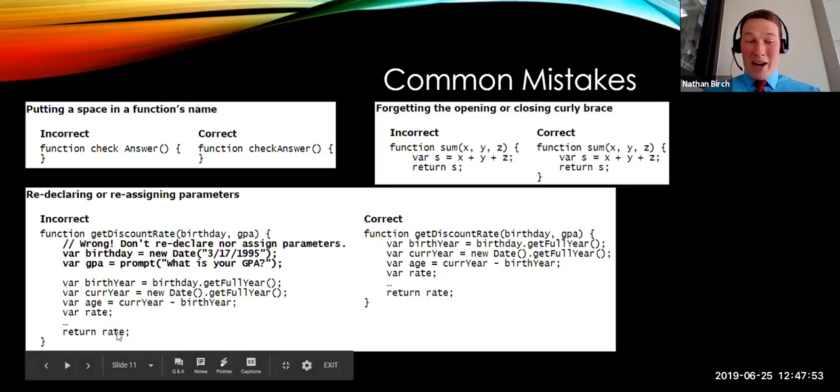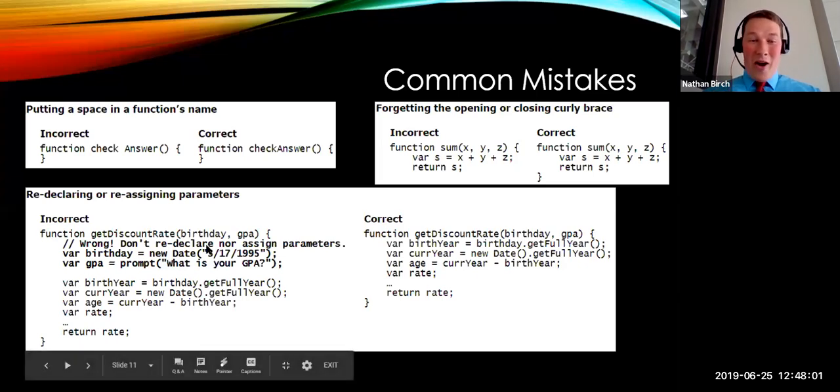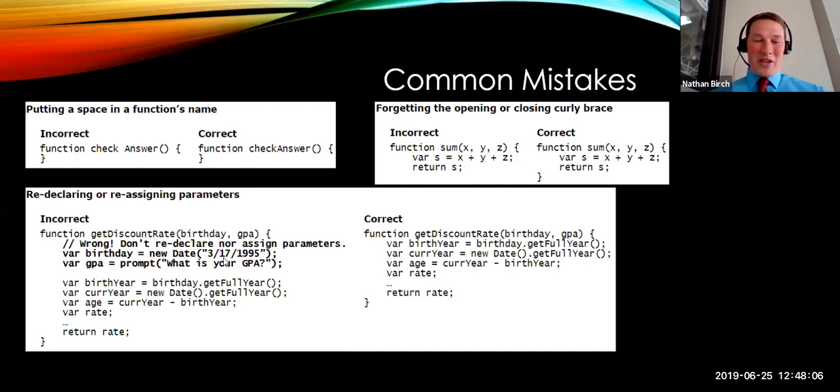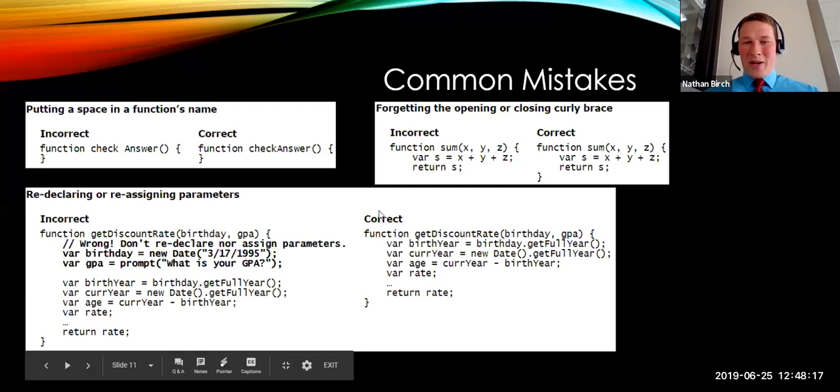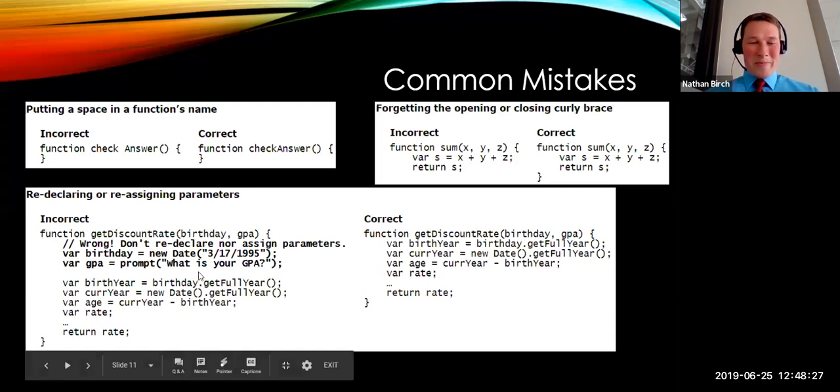I have a return rate right here, which means if I build this function properly, I'll be able to reuse it as many times as I want for as many people as I want. If I hard code a birthday in here, it will completely negate the purpose of this function. So you never want to redeclare parameter values. These are declared. You don't have to redeclare them. You can use them. So the correct way to do this example was to just use your birthday. It's right here as a parameter. Use it. Same thing with GPA. Any questions about this one?